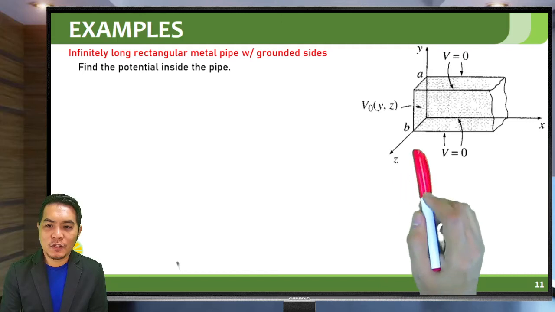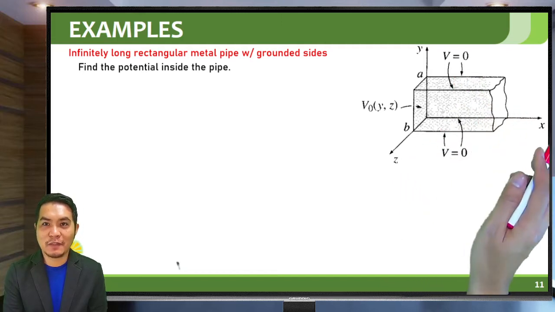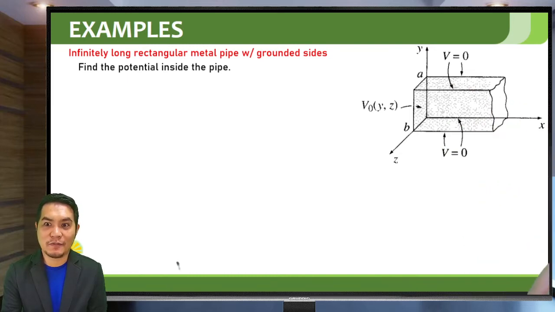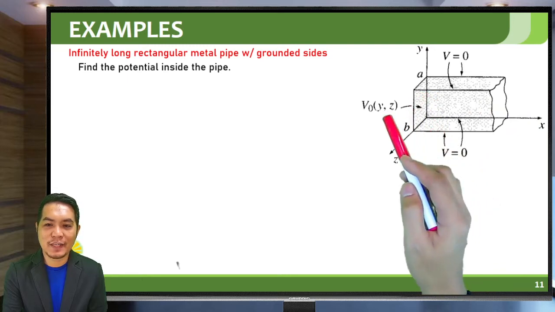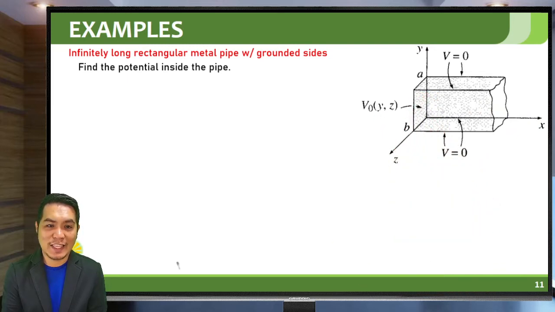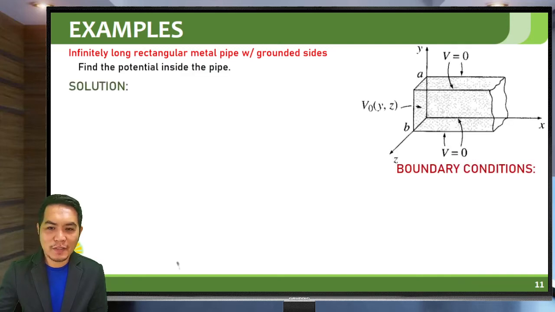So take note, all of the sides of the pipe are at 0, including the one at infinity, even though it's not grounded, because it's at infinity. So the potential on the 6th side is 0, and the potential on this side is still unspecified. It's V naught as a function of y and z. So this is a 3-dimensional problem.